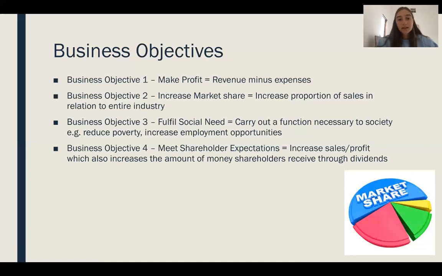And finally, the last business objective that you need to know is to meet shareholder expectations. Meeting shareholder expectations essentially again means increasing sales and profits, because if you're increasing your sales and profits, the business has more money to then distribute to their shareholders. So if you have $100,000 and you have 10 shareholders, each one will get $10,000. But if you only make $50,000 and you have 10 shareholders, each one will only get $5,000.